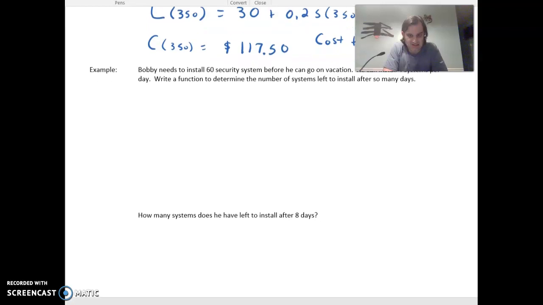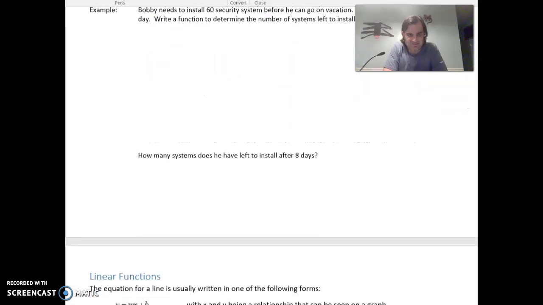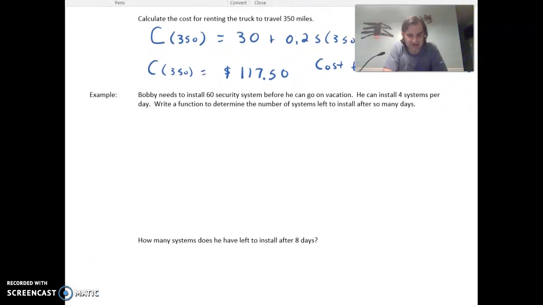Okay. The next thing we have here is another example. Yes, another example. Bobby needs to install 60 security systems before he can go on vacation. He can install 4 systems per day. Write a function to determine the number of systems left to install after so many days.